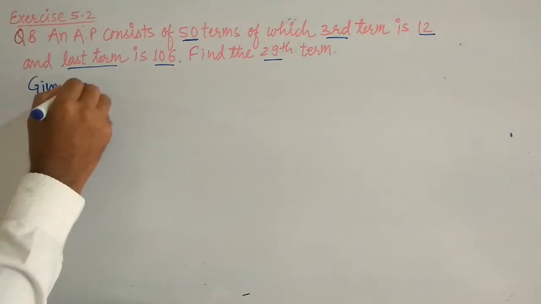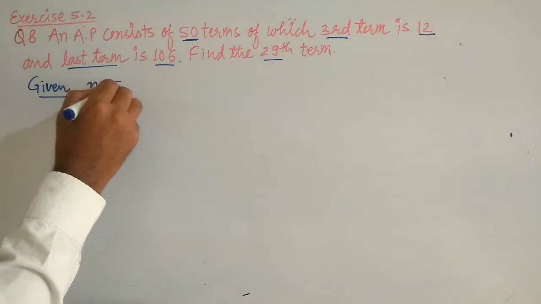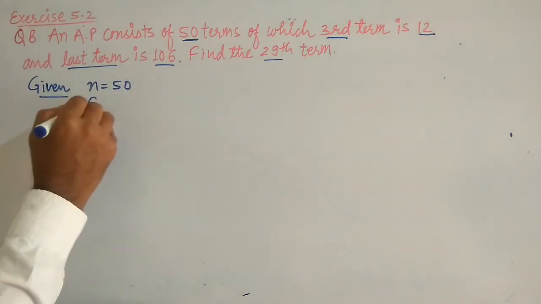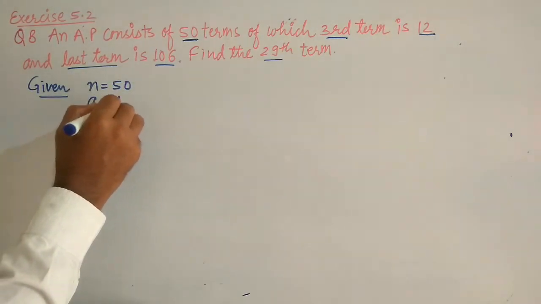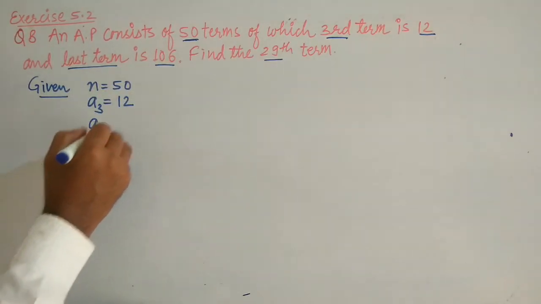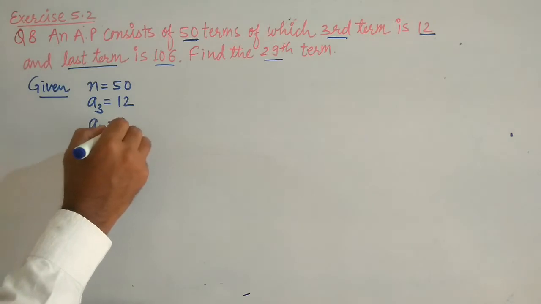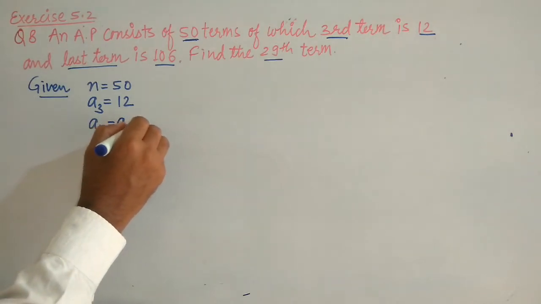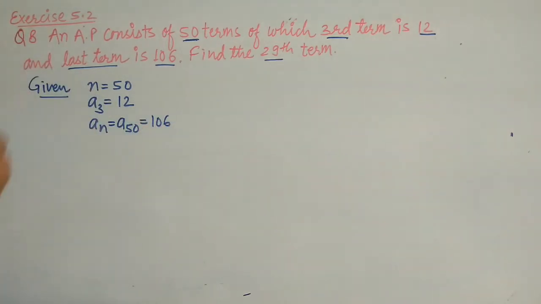It is given that n, first of all, how many terms are there? 50. Then the third term is what? 12. And the last term means an, or n is what? 50. Means what? A50 is given. It is what? 106.